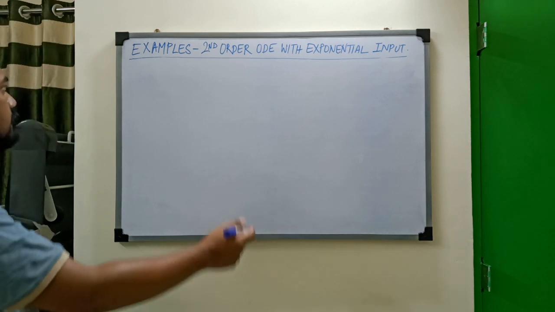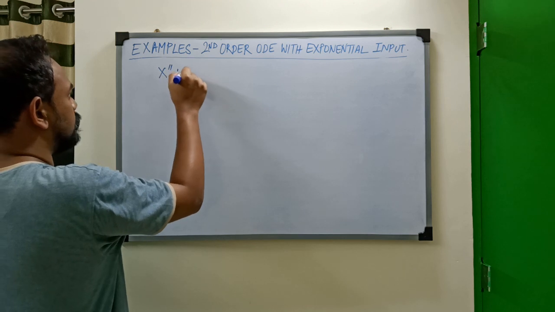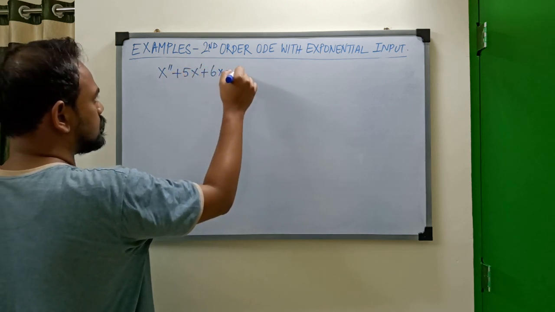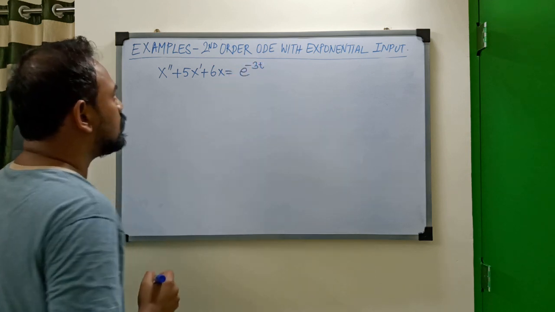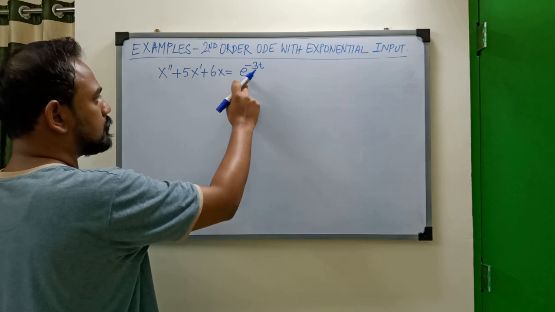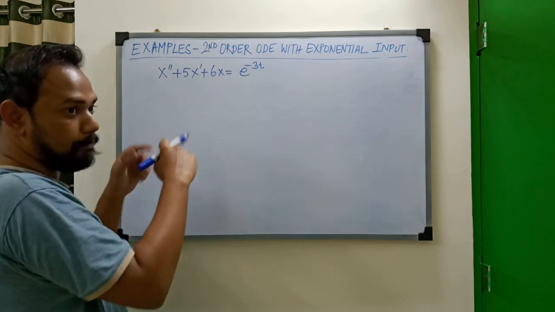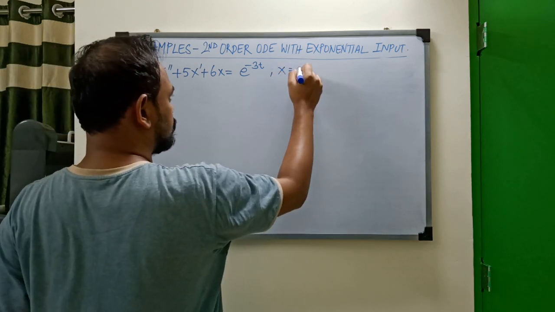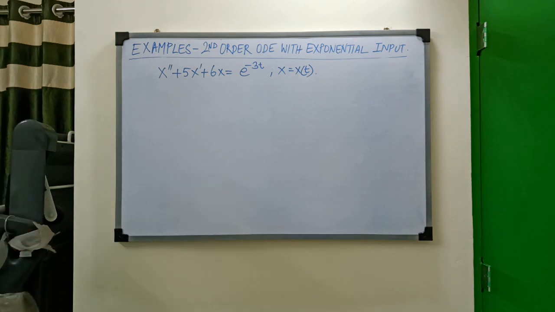One of the unfinished examples was this one, x double prime plus 5x prime plus 6x is equal to e to the power minus 3t. This is the exponential input. The coefficient of this is 1, which we referred to as capital A in the previous lectures. Of course, x here is a function of time. And the question was to solve it.